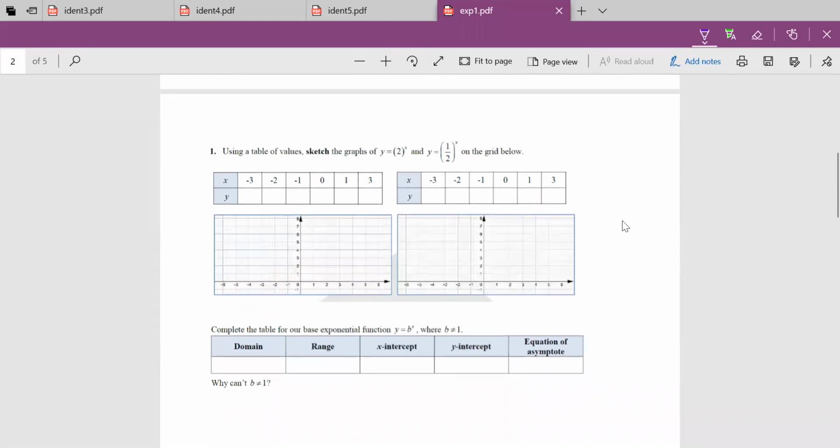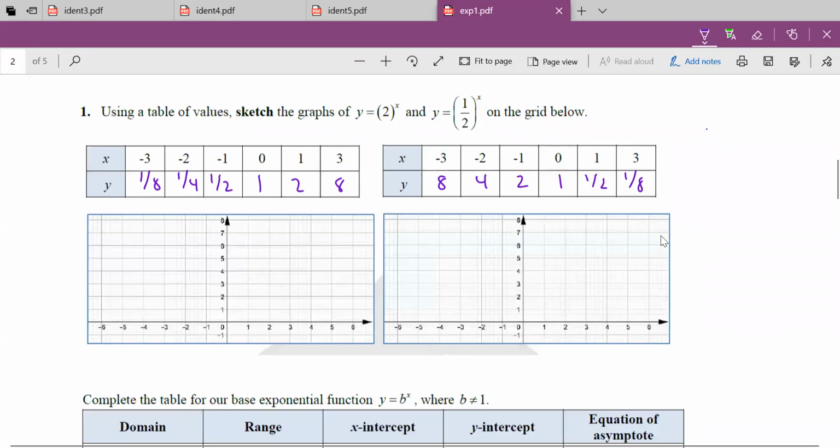What I would like you to do here is we're going to look at the graph of 2 to the exponent x and 1/2 to the exponent x. If you need to, pick up your graphing calculator. I want you to fill in the table of values. I want you to draw me your graph, and I want you to complete the table below. So hit pause and try all of that.